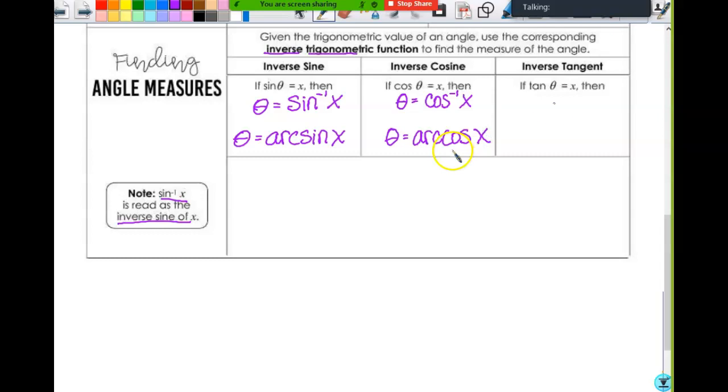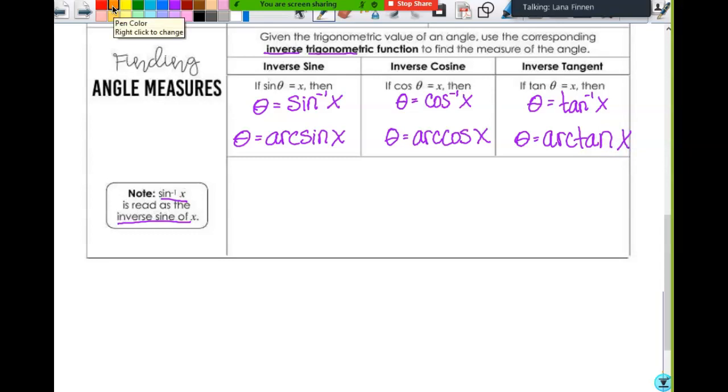I feel like I probably spelled that wrong last period. All right, and then theta here for tangent would have to equal the tangent inverse of x, and then theta would also equal the arc tangent of x.